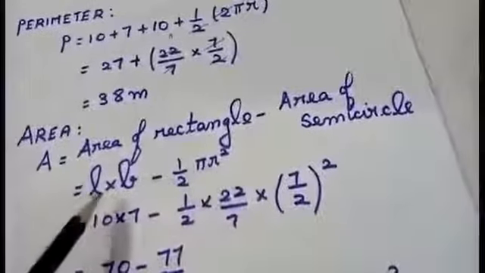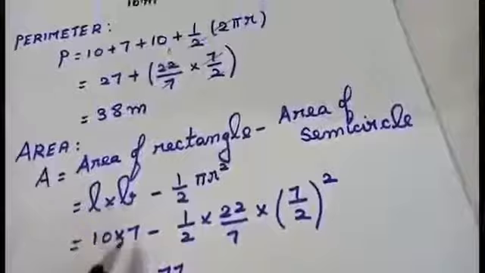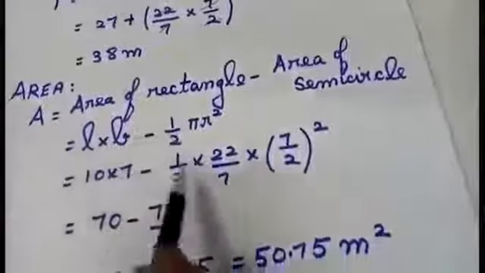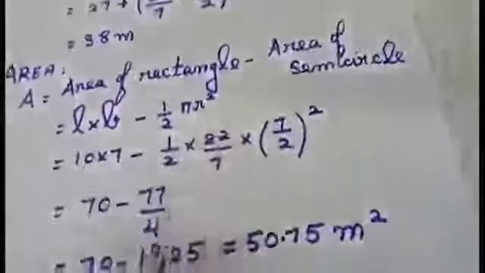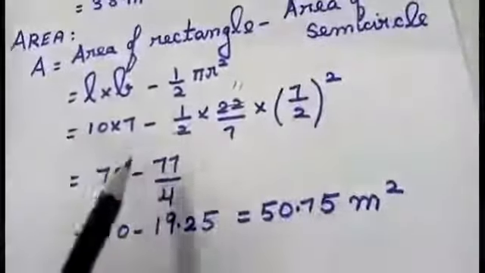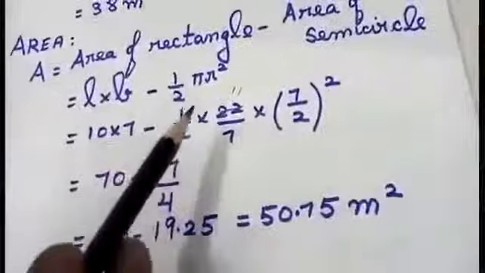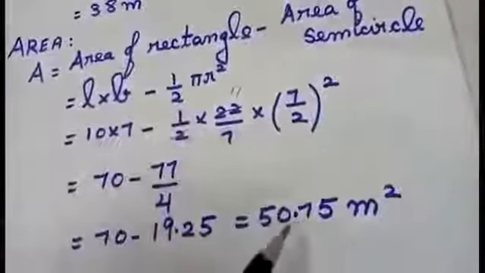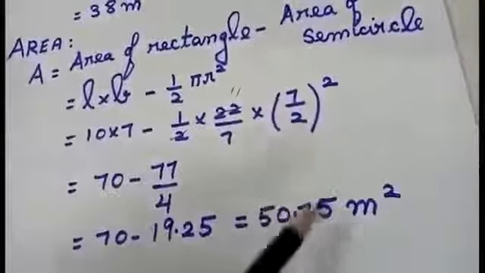So I am just calculating the value. Length is 10, breadth 7. Just substitute the values, cancel the terms. Finally you will get the answer as 50.75 meter square. The calculation can be done in any way, but our final answer must be 50.75 meter square.